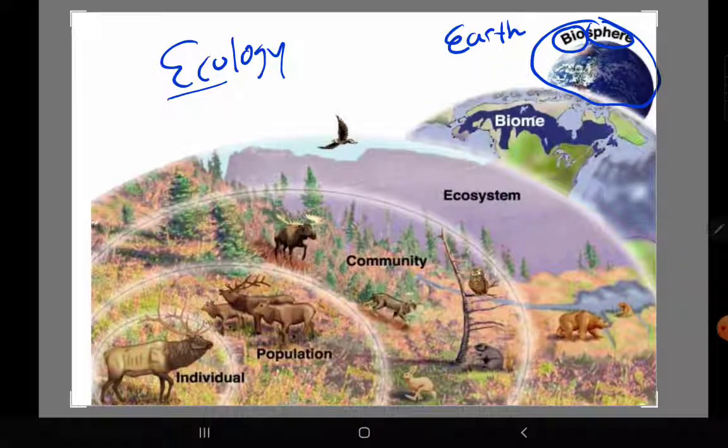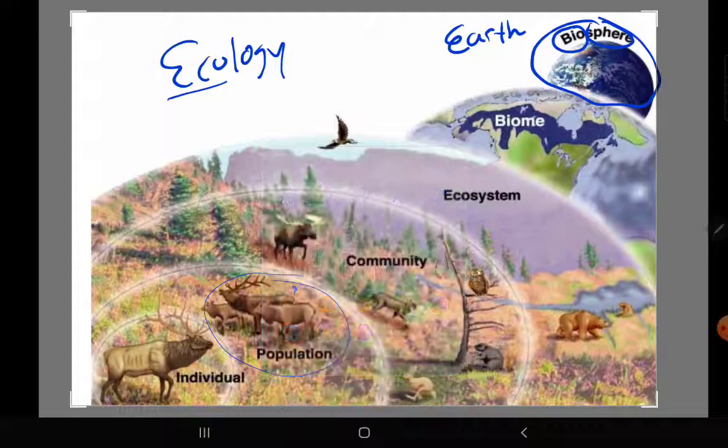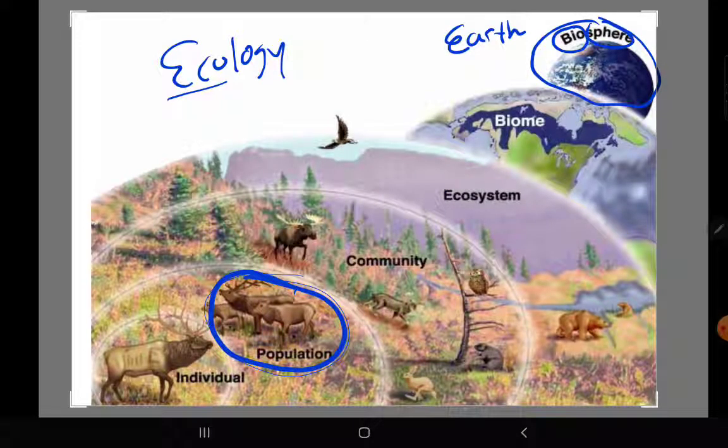And then we're going to look at populations. Populations are a group of one species. So is that caribou or elk? You know, I can never tell the difference. I'm going to say that it's not far enough north for reindeer, so elk.